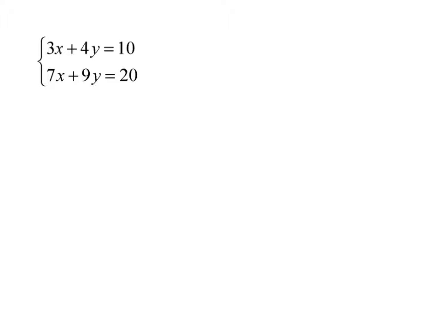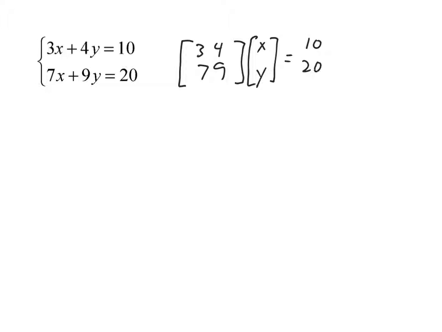Solve the system of equations by converting to a matrix equation and using the inverse of the coefficient matrix. Okay, so what I'm going to do is write this as a matrix equation. This is going to be the matrix 3, 4, 7, 9, multiplied by x, y, which then equals the matrix 10, 20.